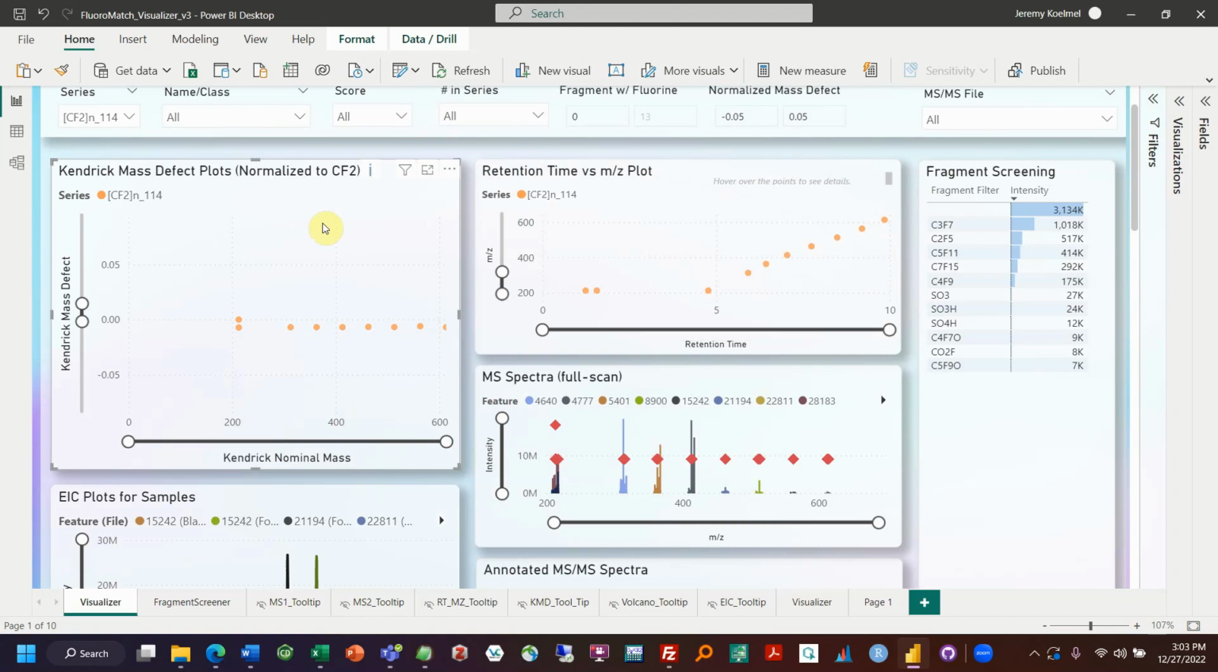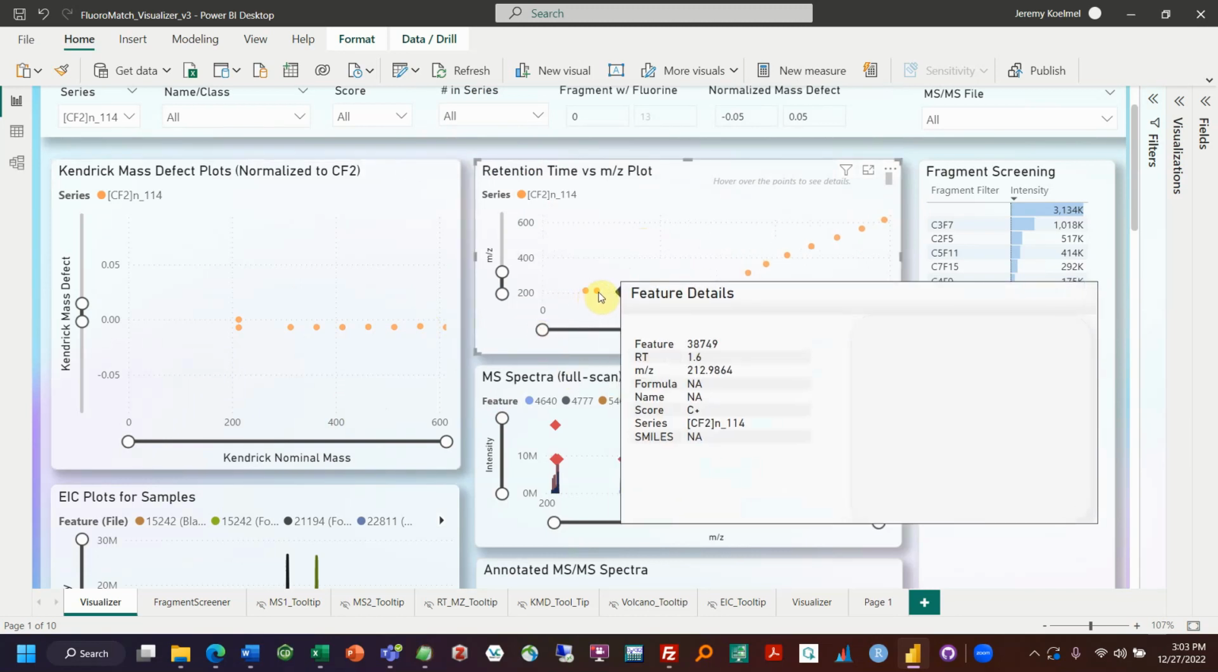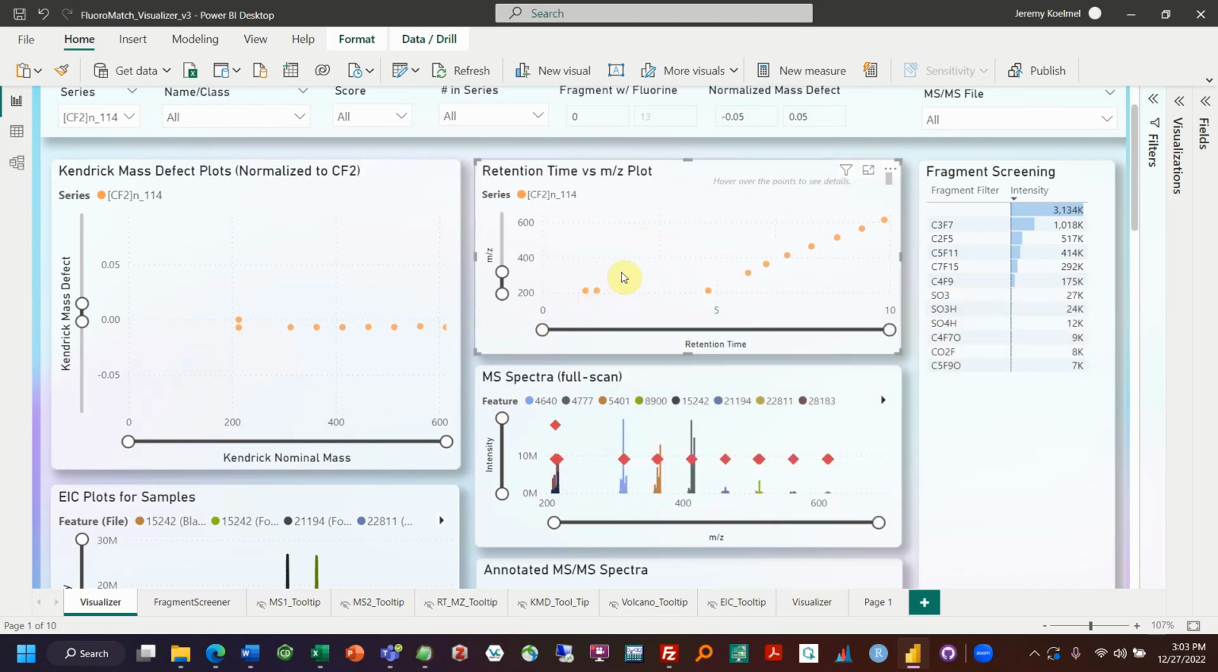So this is a great visual to pull out and look for series, whereas this visual over here is great for validating series. So all these orange dots have different levels of MSMS annotation, etc. Some have no MSMS annotation. But you can see that they form this very nice trend line. And so this trend line can be used to validate that all of these probably belong to the PFCA series, and I'd be okay with including these. Whereas these two features over here probably do not belong to the PFCA series, and I would consider those false positives.